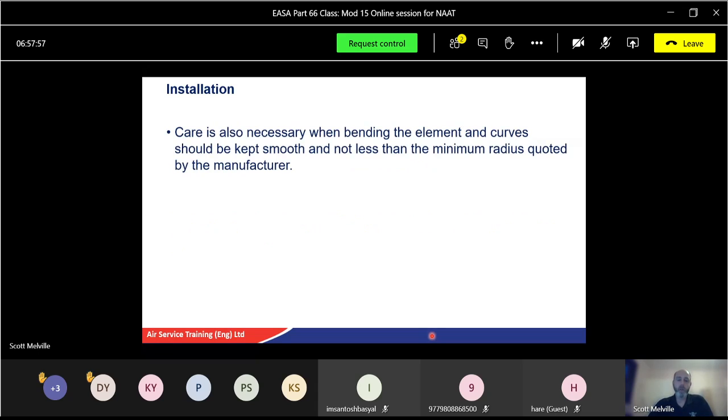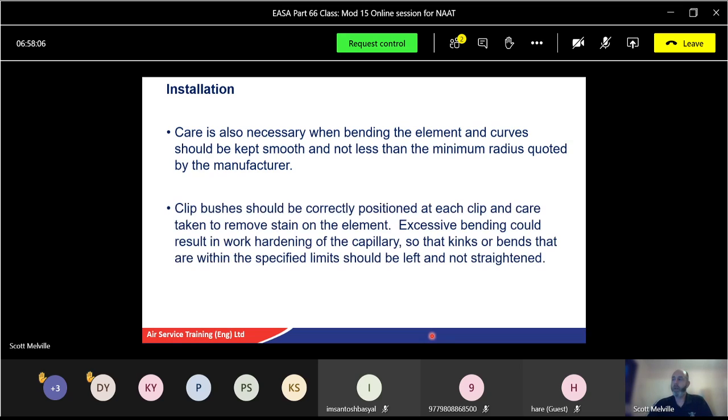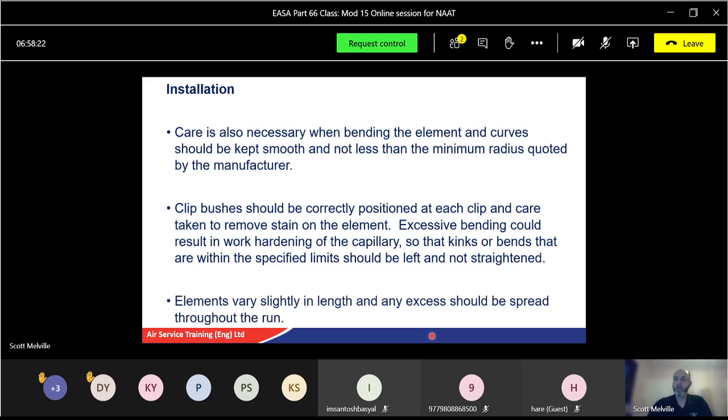It's also necessary when bending elements that curves should be kept smooth and not less than the minimum radius quoted by the manufacturer. Clip bushes, again, correctly positioned at each clip, and care taken to remove strain on the element. Excessive bending could result in work hardening of the capillary, and kinks or bends should be within specified limits and not straightened. Every element will vary in length, and any excess should be spread throughout the actual run of that loop set.